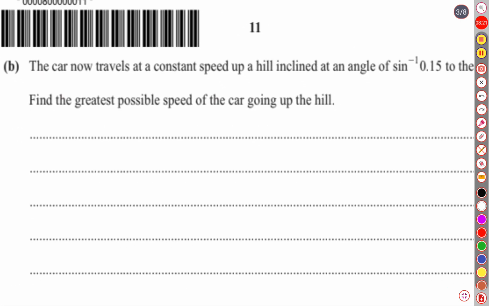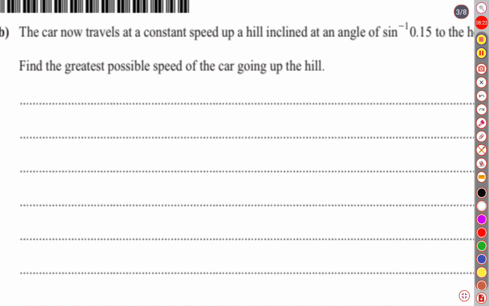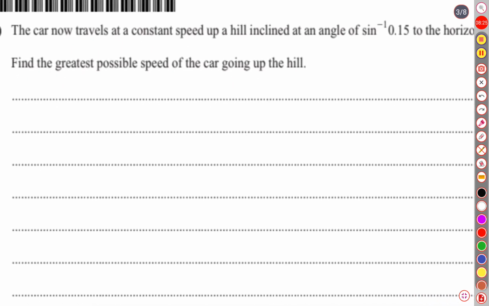The third part says the car now travels at a constant speed up a hill inclined at an angle of sine inverse of 0.15 to the horizontal. Find the greatest possible speed of the car going up the hill. Well, we are going to apply the same concept, but before that we will have to draw the diagram.